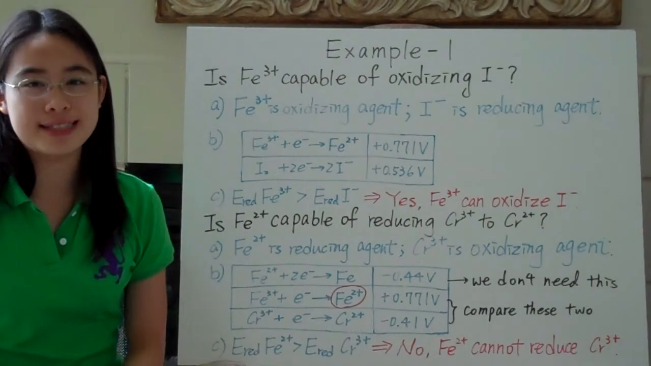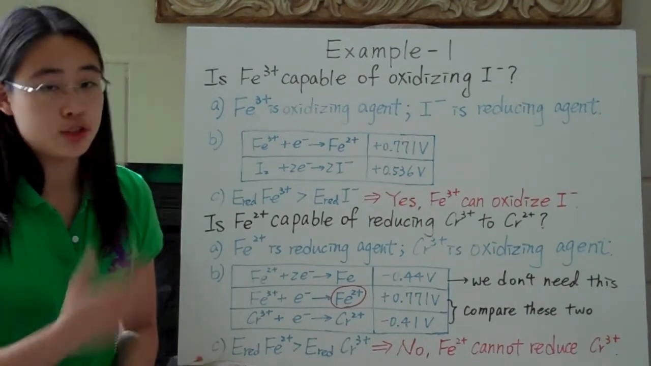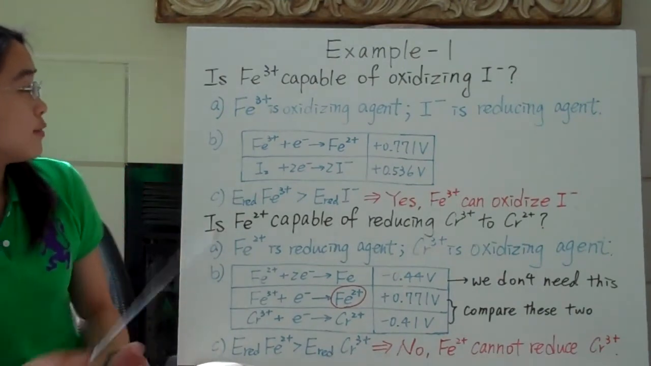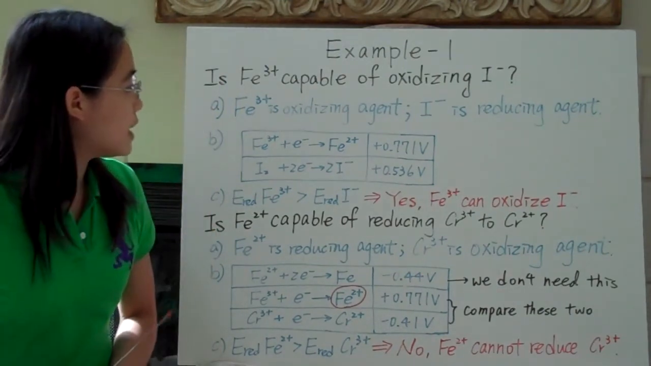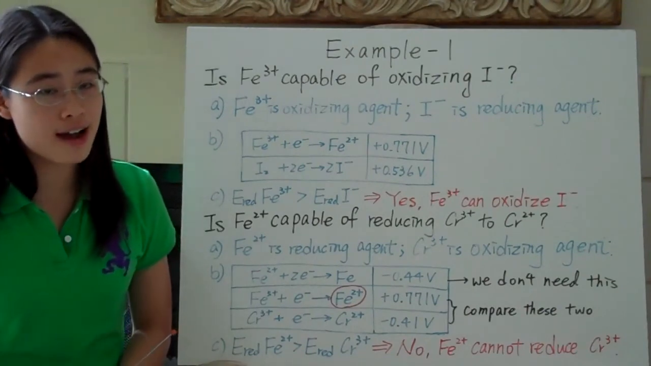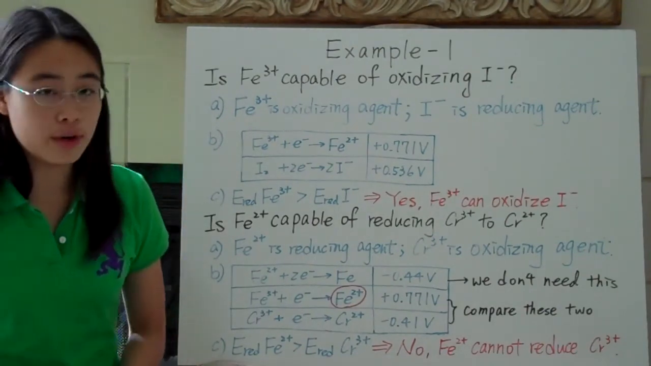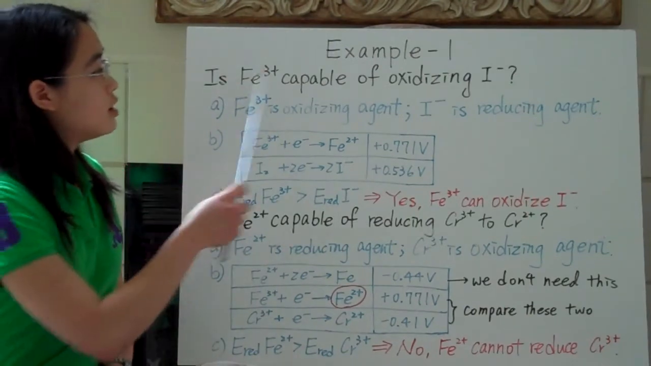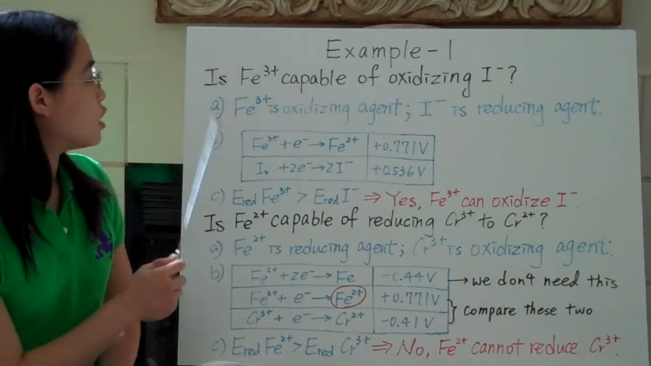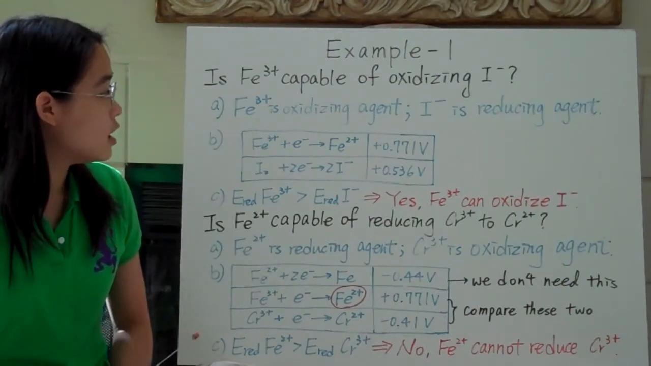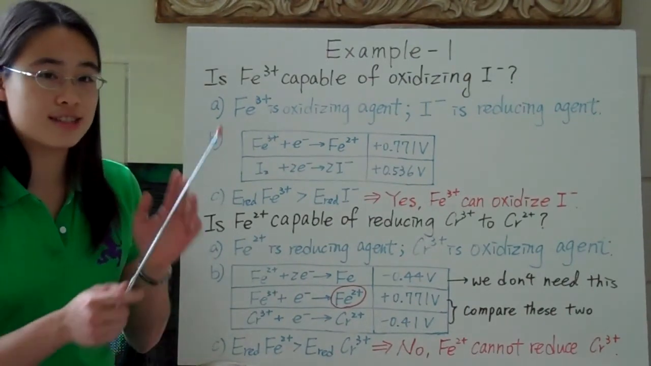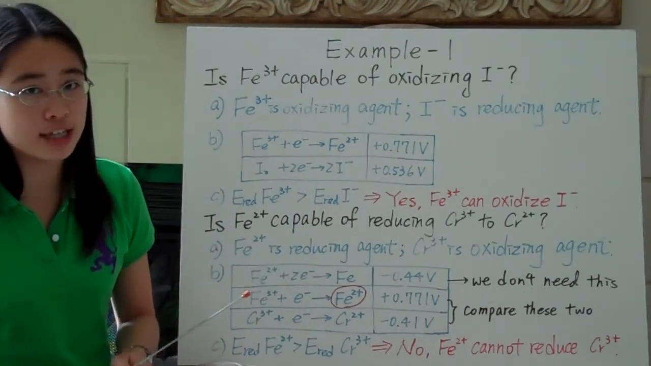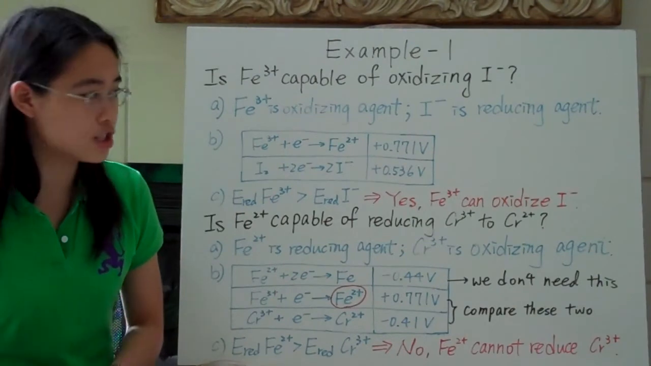So here are some examples that we can do to apply what we just talked about. The first question is, is iron 3 capable of oxidizing iodide ion? Well, the first thing you need to do is identify the role of each substance here. So iron 3 is the oxidizing agent, so you'll immediately know that it's on the left side of the reaction. While iodide ion is the reducing agent, so it is on the right side of the reaction.